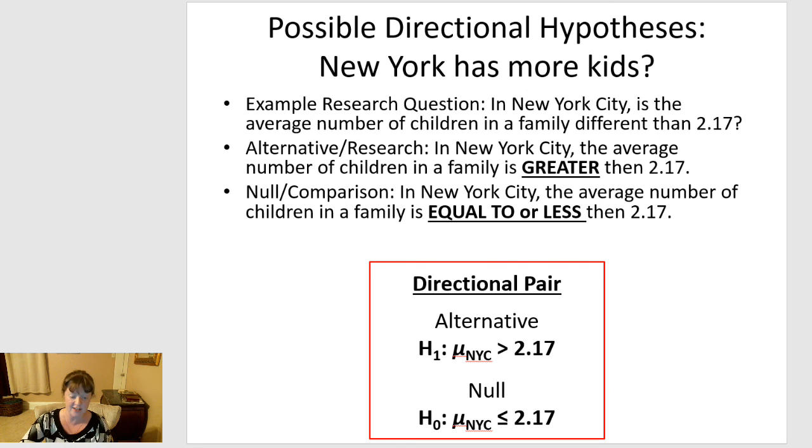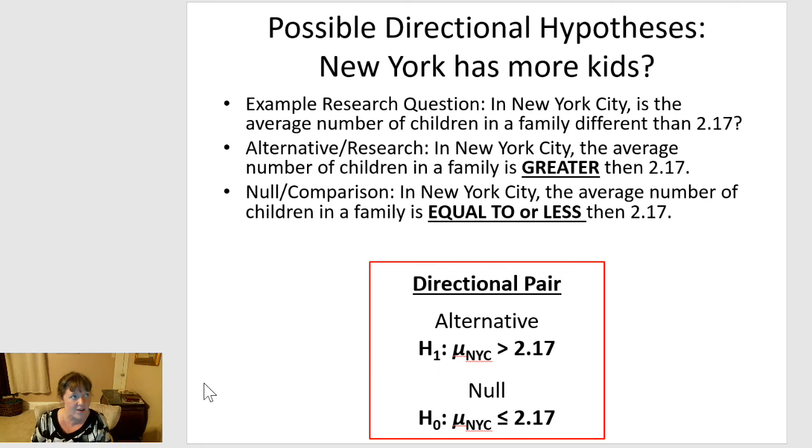Where the null hypothesis is still saying that they're going to be equal. They're just going to be equal to or less than. But less than is like the same thing as being equal because you don't care about finding out that the people in New York City are having less kids than average. And again, you as the researcher get to decide what you're interested in. You would only create a null hypothesis where you're saying they're either less than or equal to.